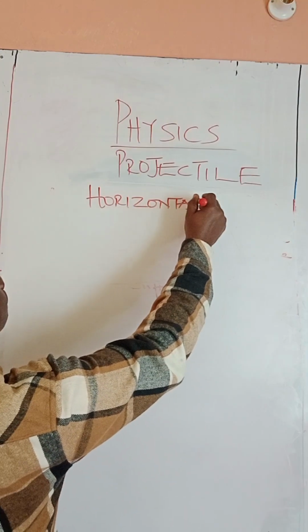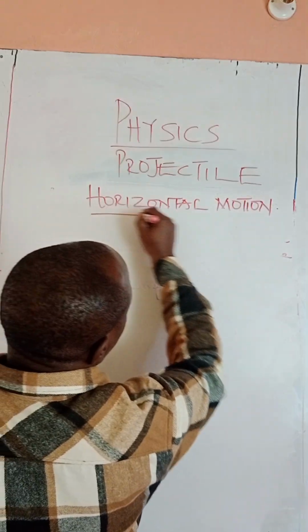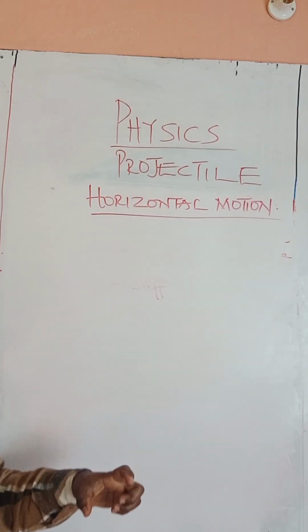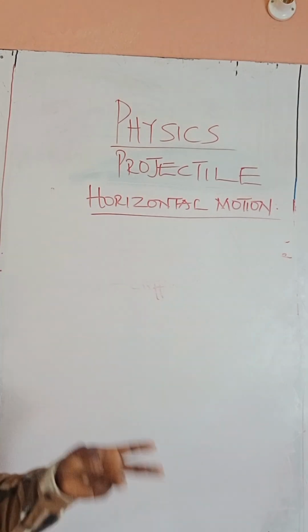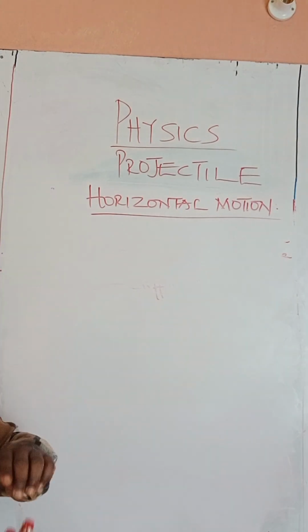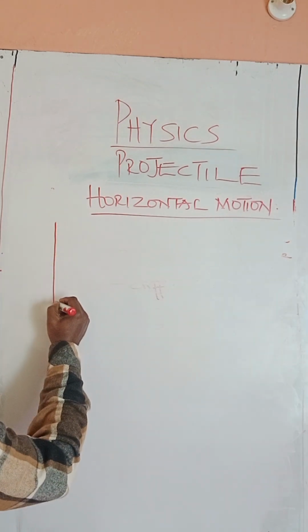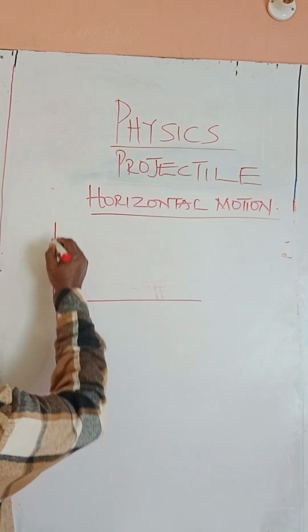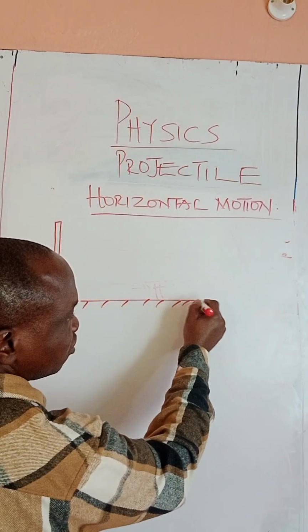Horizontal motion. If you look at the classification again, projectile is divided into two: one dimension and two dimension. One dimension is subdivided into two as well. We have vertical motion and horizontal motion. Vertical motion: upward motion and downward motion. So we want to look at horizontal motion. This is more or less the same thing as downward motion.